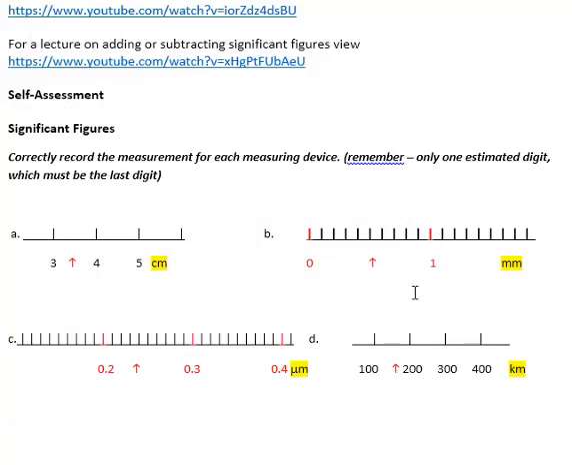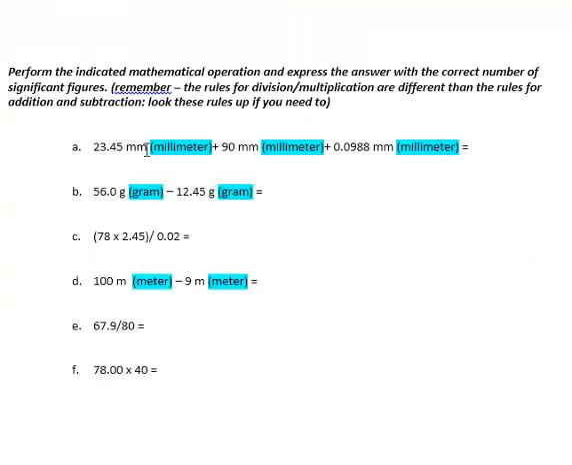cm stands for centimeter, mm stands for millimeter, this Greek letter mu, m stands for micrometer, and km stands for kilometer. So here the mm stands for millimeter, g stands for gram, m stands for meter.